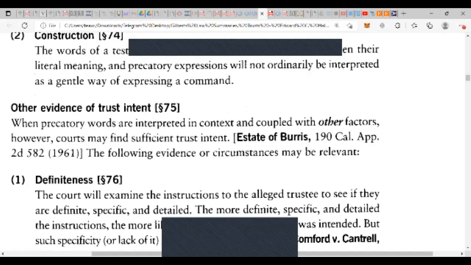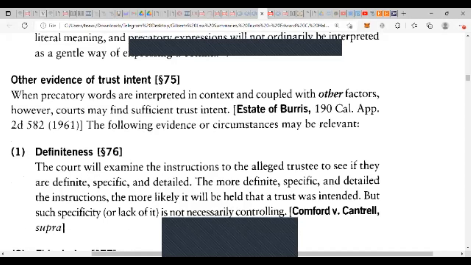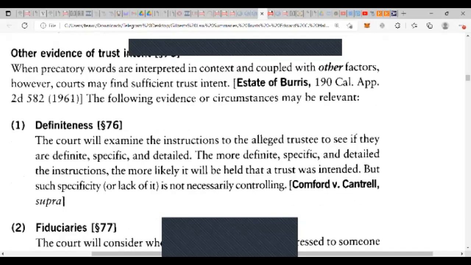Other evidence of trust intent, Section 75. When precatory words are interpreted in context and coupled with other factors, however, courts may find sufficient trust intent. Estate of Burris, 1961. The following evidence or circumstances may be relevant.